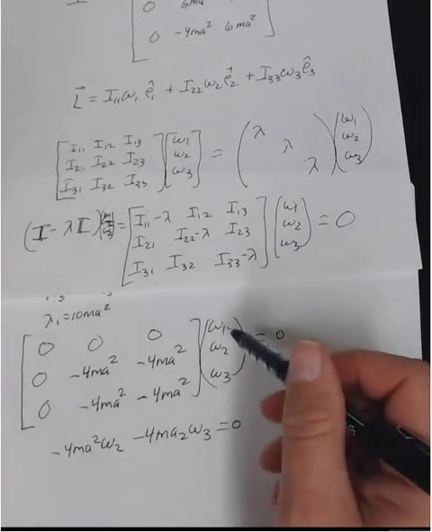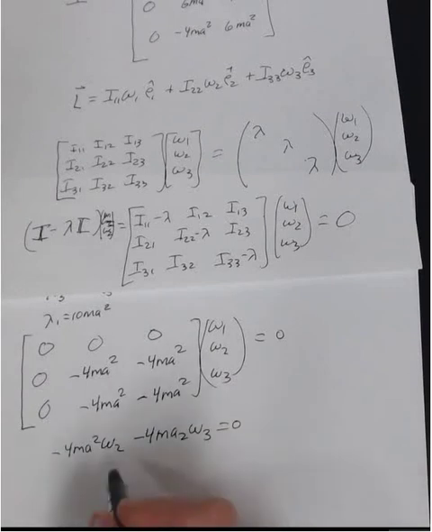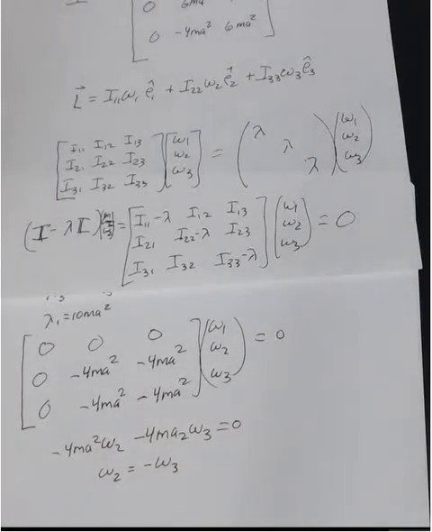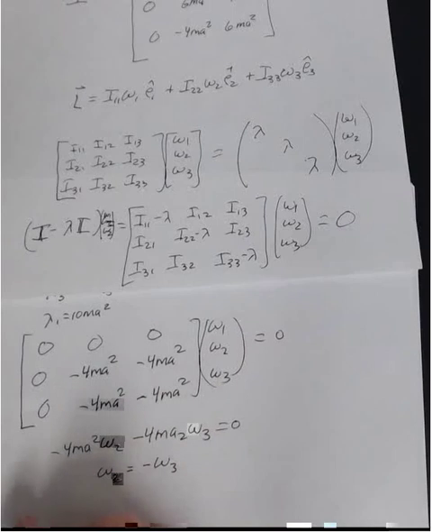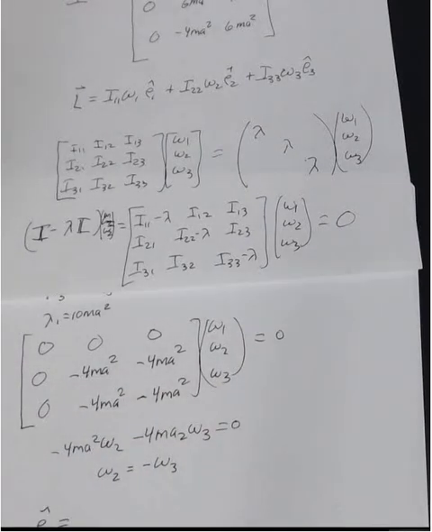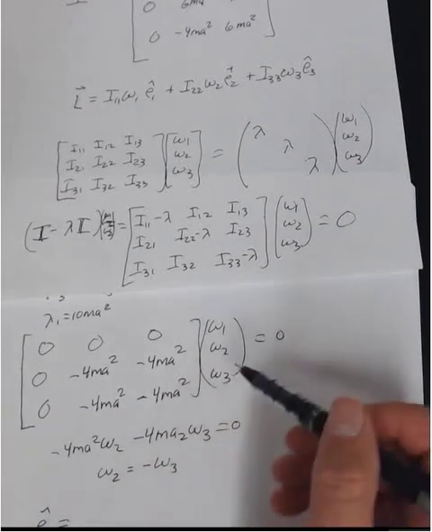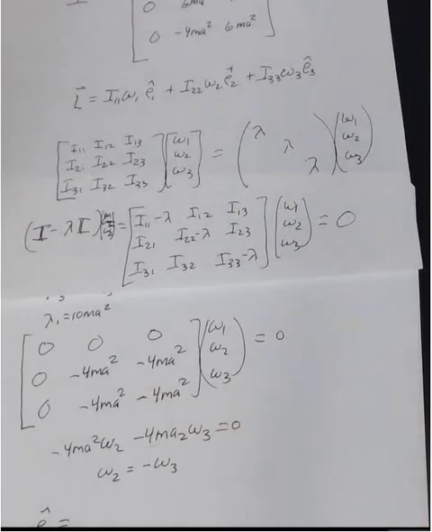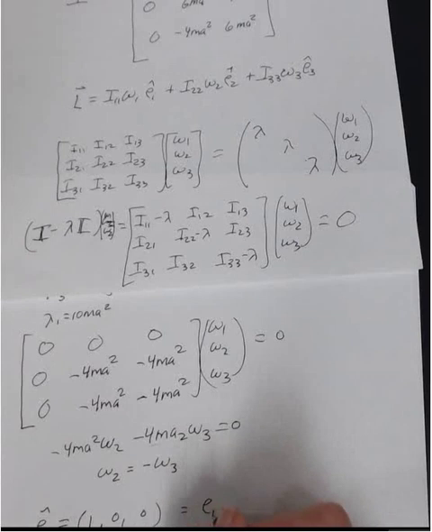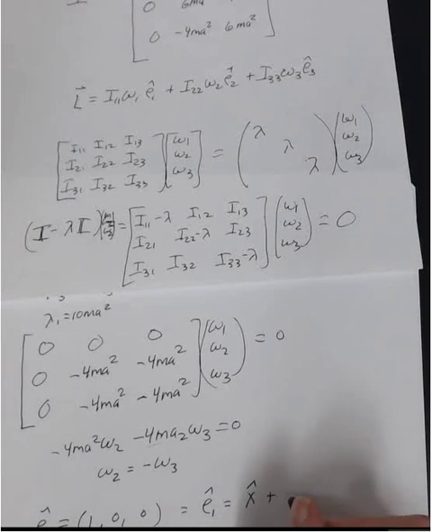It's arbitrary. I just need to satisfy this equation, which tells me omega 2 equals negative omega 3, right? And it needs to be a unit vector for E1. I could make omega 1 equal to 1. There's no reason I can't, and to satisfy this I could do this. So E1 is 1x plus 0y plus 0z. That satisfies it.